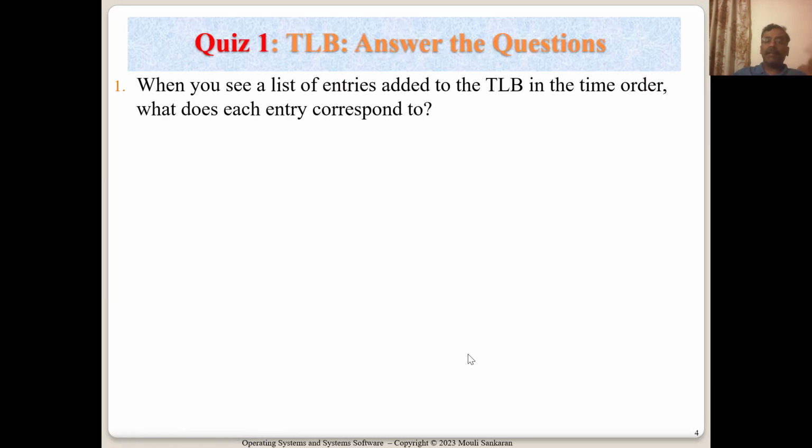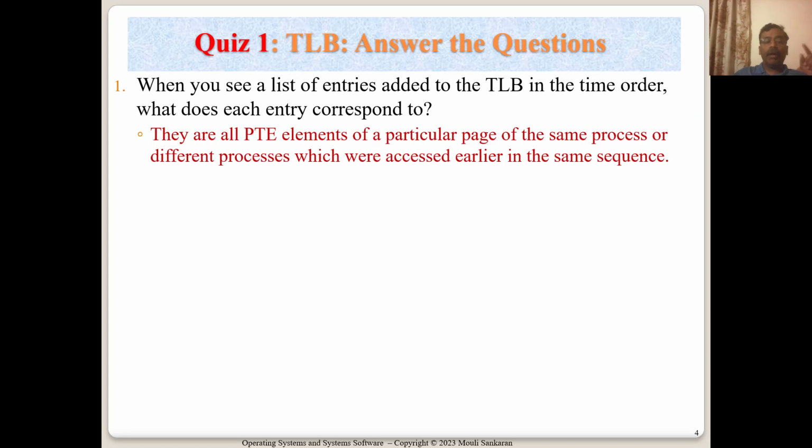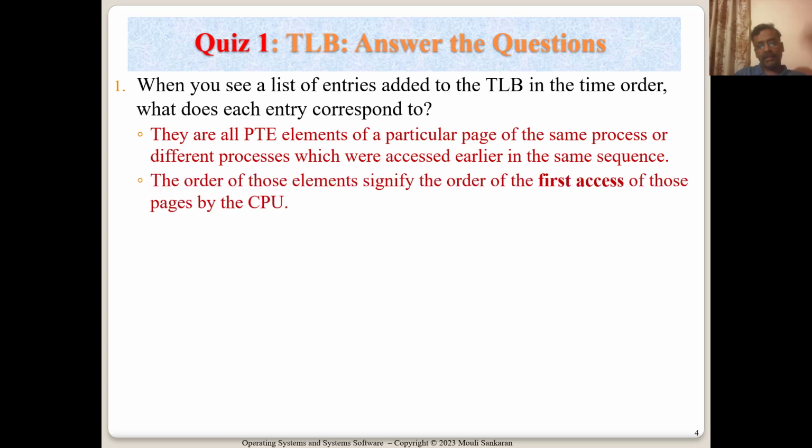When you see a list of entries added to the TLB in time order, what does each entry correspond to? Suppose you are seeing them in time order, then are they all PTE elements of a particular page of the same process or different processes? It could be different processes which were accessed earlier in the same sequence. So multiple threads may be accessing, and the TLB entries are in time order.